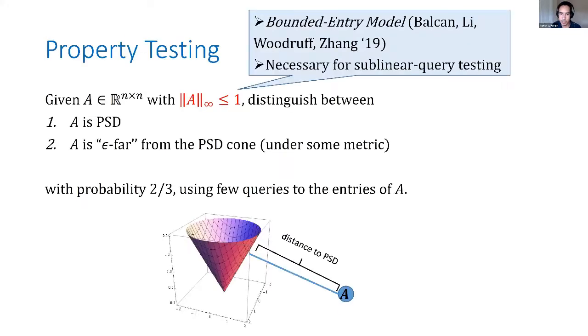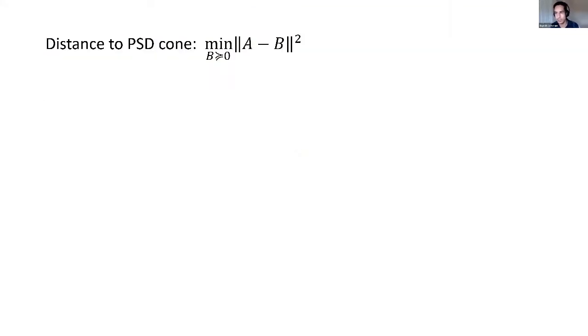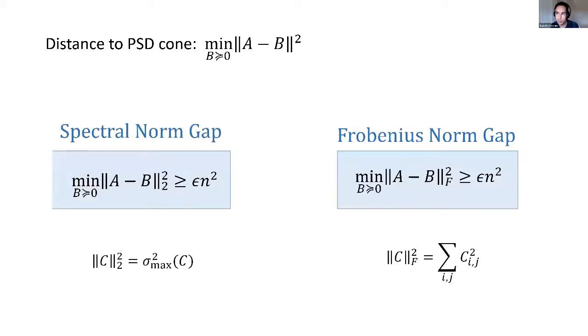Okay, so now I want to return to what this actual distance is. How are we measuring the distance? Well, it's literally going to be under a metric. I'm considering the distance from A to the nearest PSD matrix B under some norm, and I'm going to square this norm. It's just for convenience. It makes the statement slightly simpler. But we're working with matrices, so what are some natural norms we could use? The two natural norms that we study in this paper are the spectral norm and the Frobenius norm. These are going to give rise to two distinct testing problems with two distinct complexities.